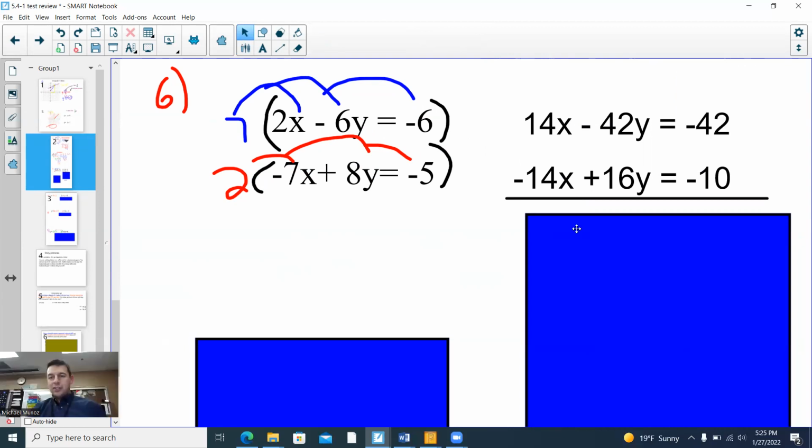So that's where this comes in. Everything I said, I multiplied everything, got those. Now I have my opposites. I have my 14, -14. I am just going to add everything. These will cross out.